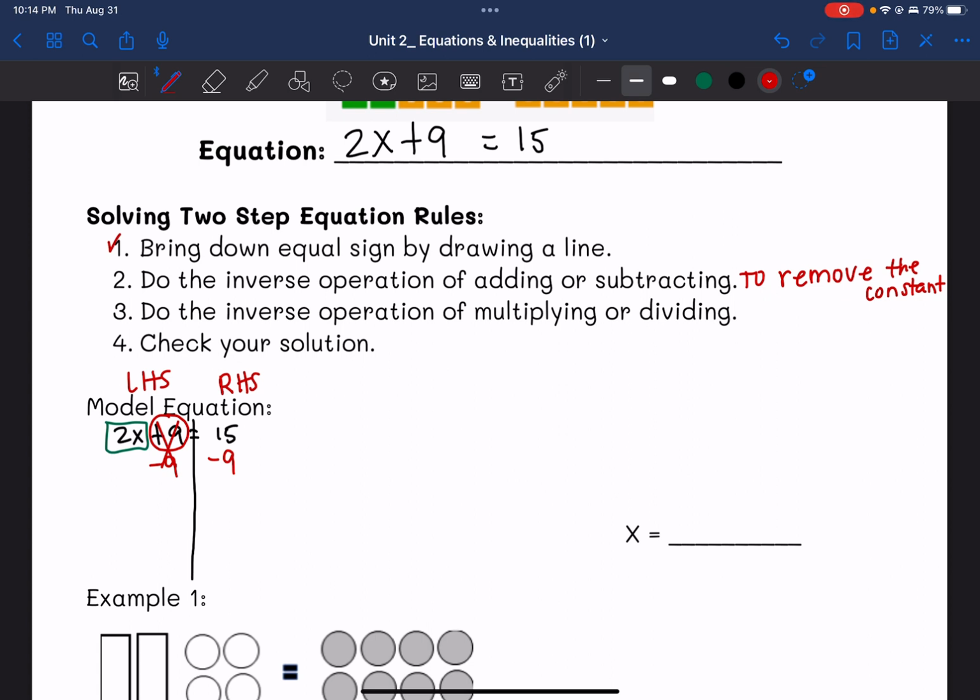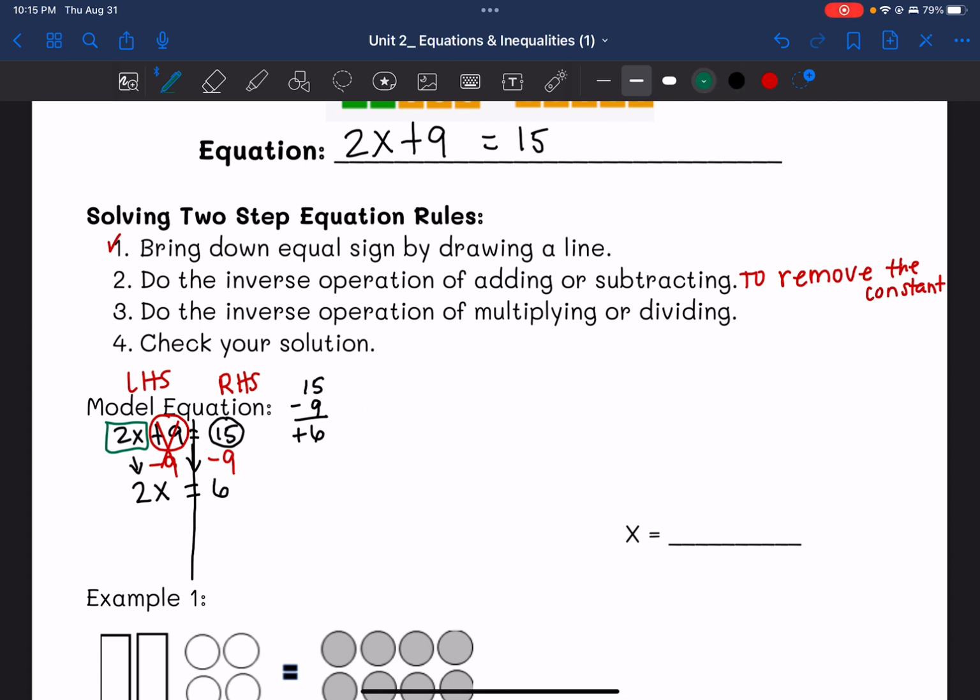Okay, now we have positive 9 and negative 9. I'm going to rewrite this because I don't need the 9s anymore on the left-hand side. So I got to move the 2x down. I got to bring the equal sign down, and I have to do the subtraction of 15 minus 9. And that would be 6, okay? Now, 15 is the bigger number, so my answer is going to stay positive 6, okay?